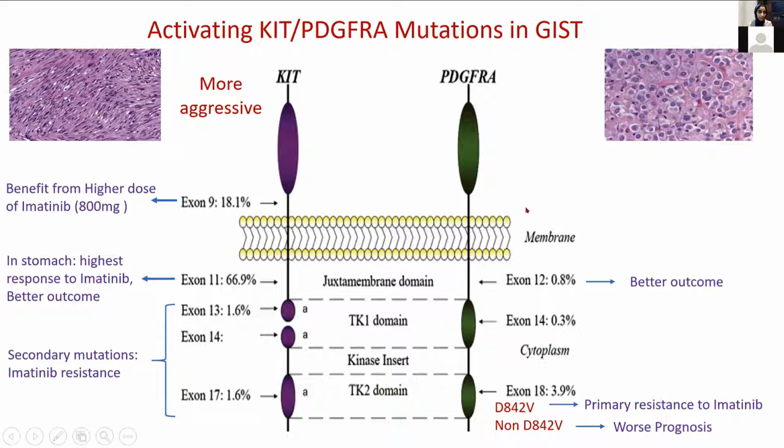Regarding the PDGFR alpha mutations, these are most commonly associated with epithelioid GIST. Most common mutations occur in exon 18, and I would kind of specify here that this mutation, the D842V, is associated with primary resistance to imatinib, while non-D842V mutations in this exon are associated with poor prognosis. Exon 12 mutations are associated with better outcome in association with PDGFR alpha.